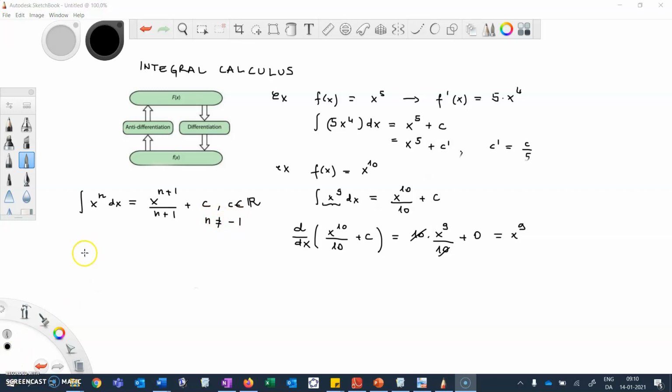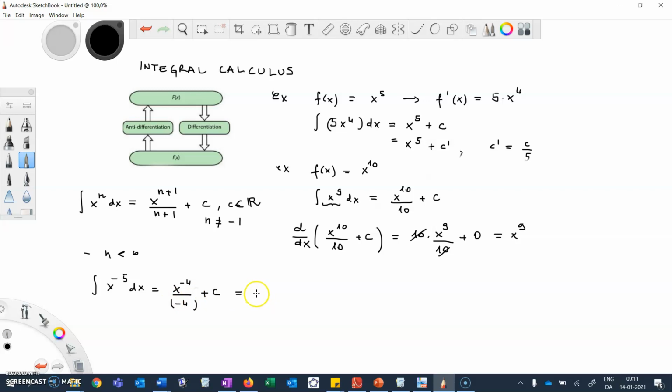Now, the same applies for n less than 0. In this case, n has always been an integer and positive. But let's assume that we have an integral of x to the power of minus 5 dx. Well, I can use the formula exactly with this n, the one that I just wrote above. Simply, the exponent is going to be now minus 5 plus 1, so it's going to be minus 4, divided by minus 4 plus a constant.